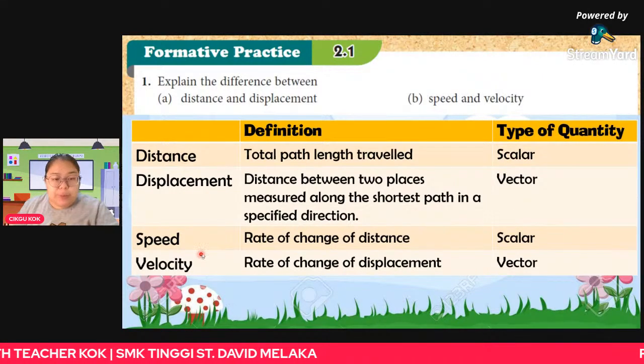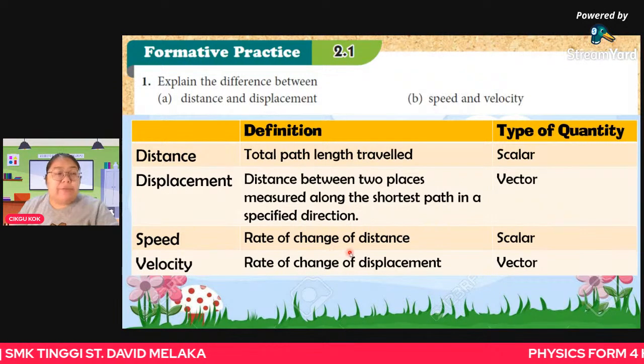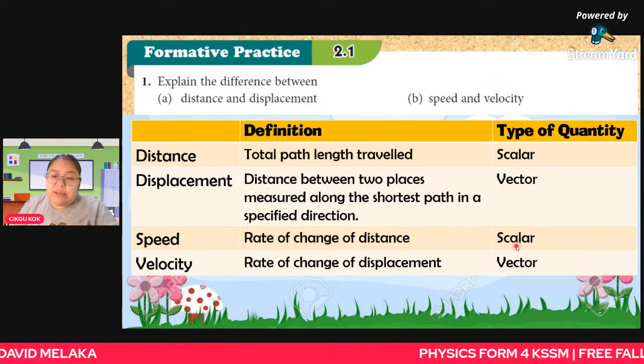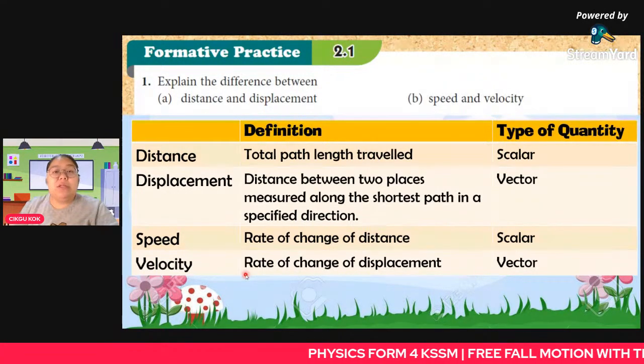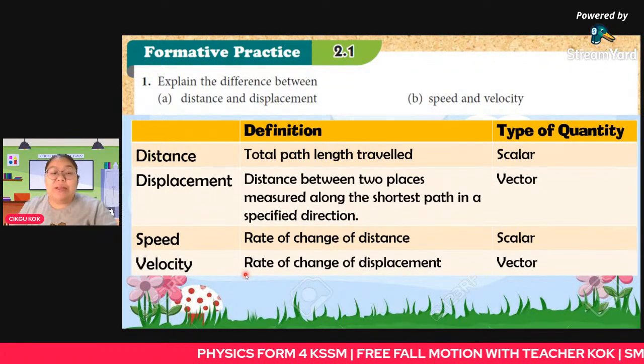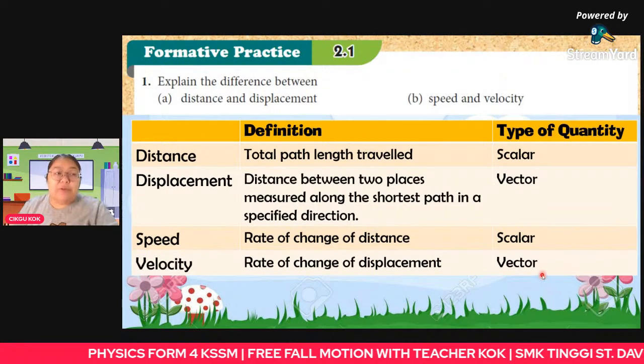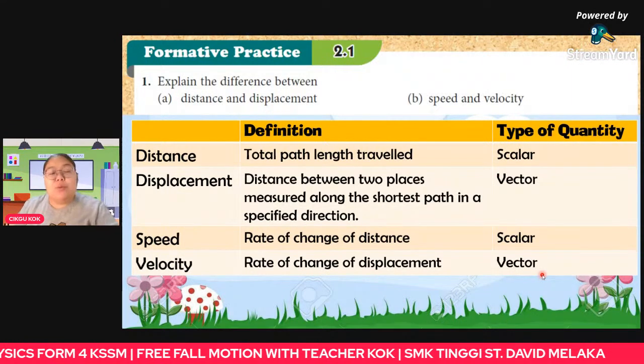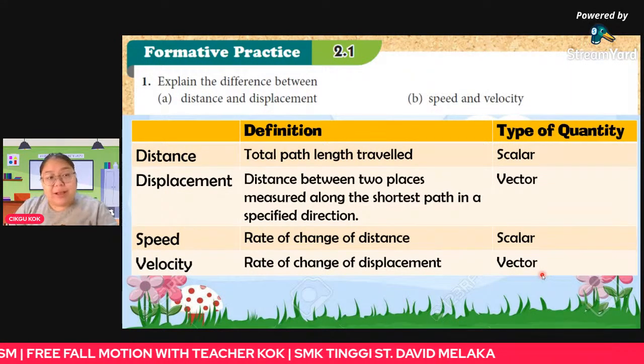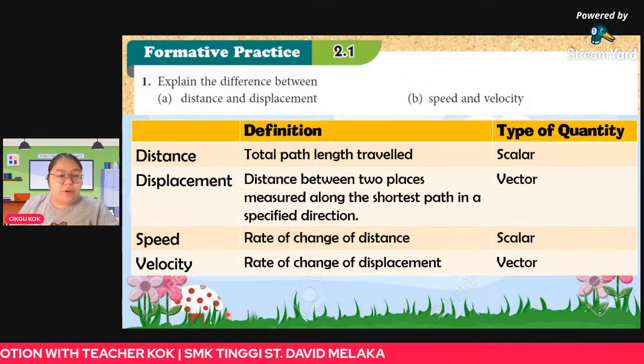How about speed? Speed is the rate of change of distance. This one is a scalar. Then velocity is the rate of change of displacement. This one is a vector quantity. I think this one has no problem because it is all from your textbook already. Then we go to the next part.